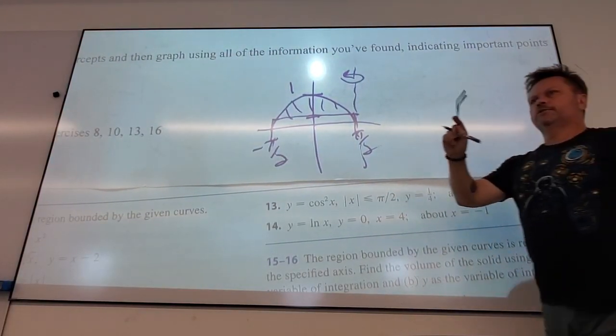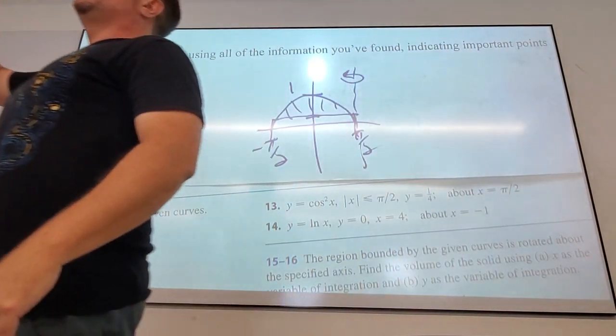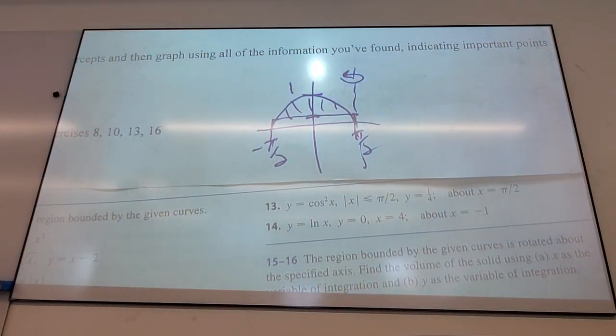Drawing the situation is crucial for these problems because you need a visual anchor to determine, if you're going to do discs, the inner and outer radius. If you're going to do shells, draw your little representative rectangle.